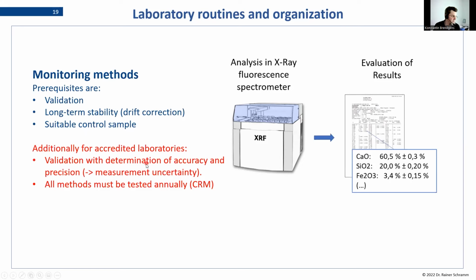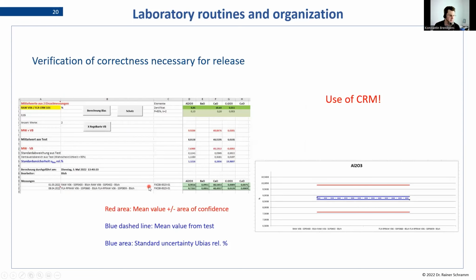For accredited labs, we have to do these validations with the determination of accuracy and precision, and we have to regularly test them. That means we have multiple methods for that, to come later. So what it basically comes down to is that when we are doing the validation, we verify the correctness of a certain analytical method at the time of release. And for that, we have to use a CRM, because we have to make sure that it's a sample that we know everything about, and CRMs are just the way to go here.